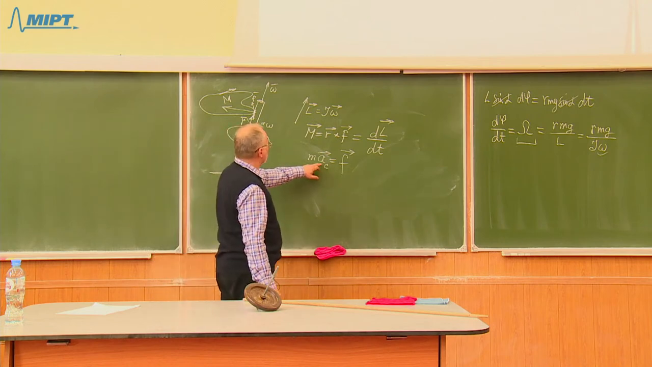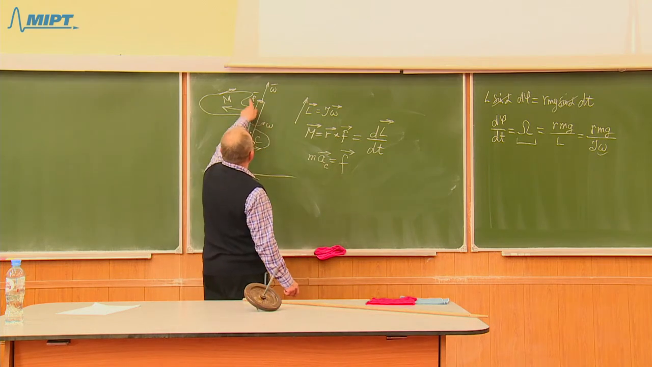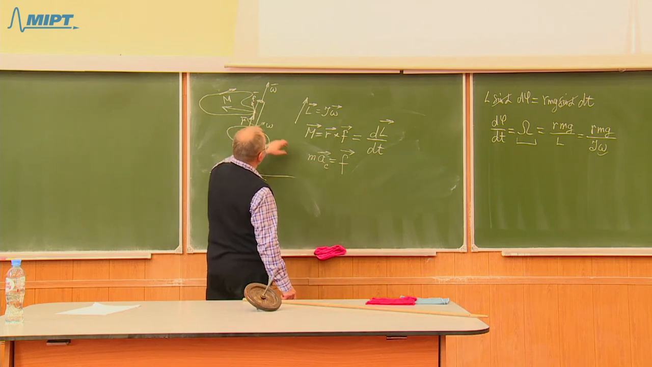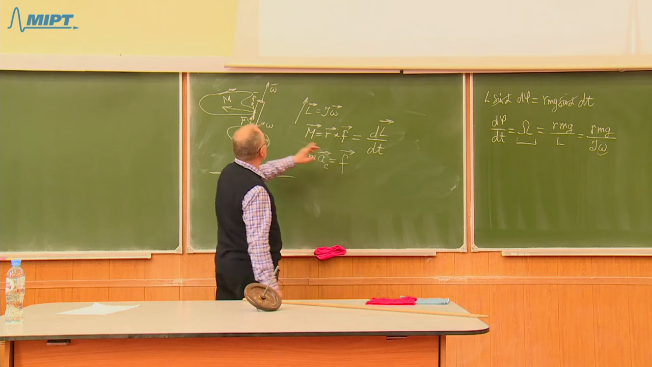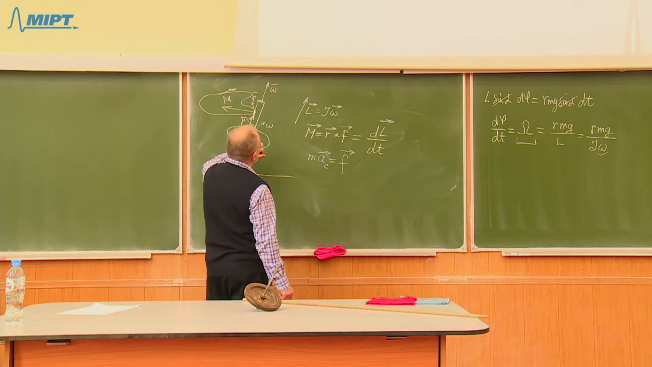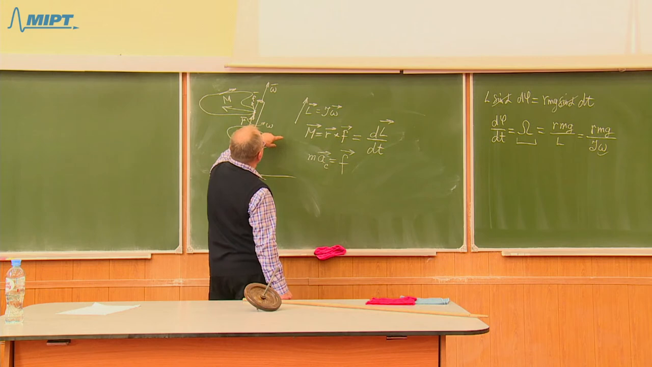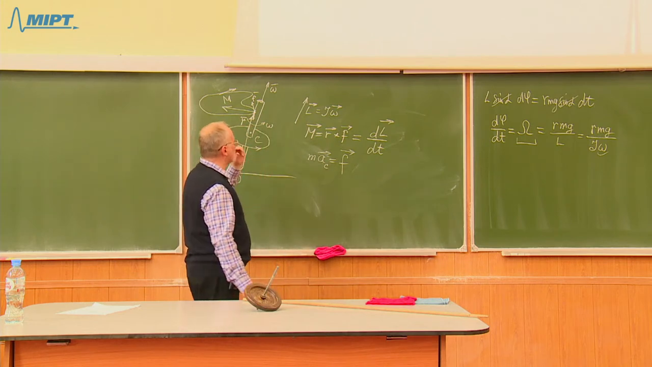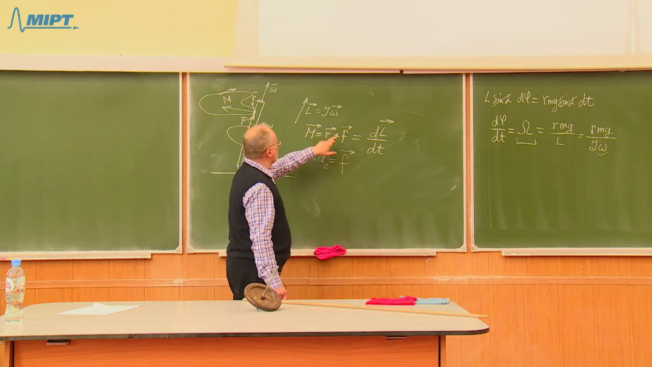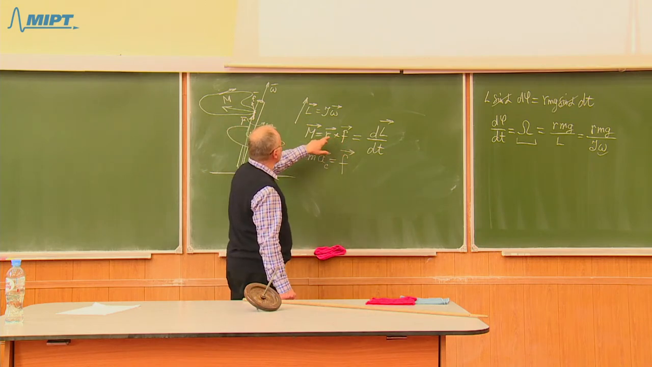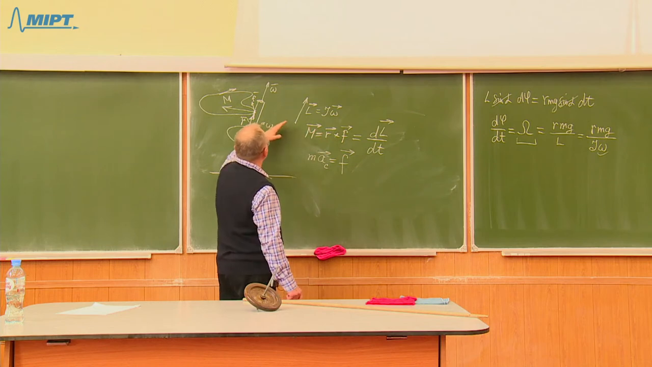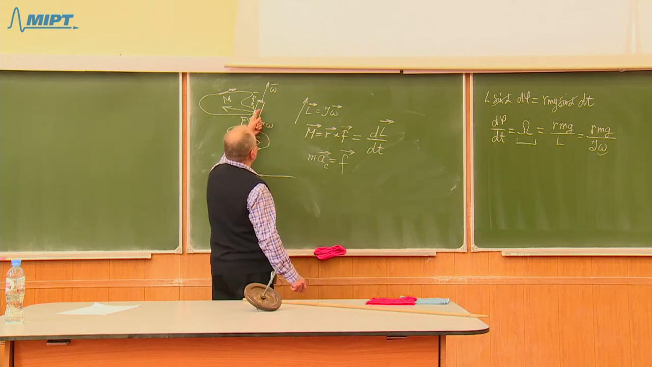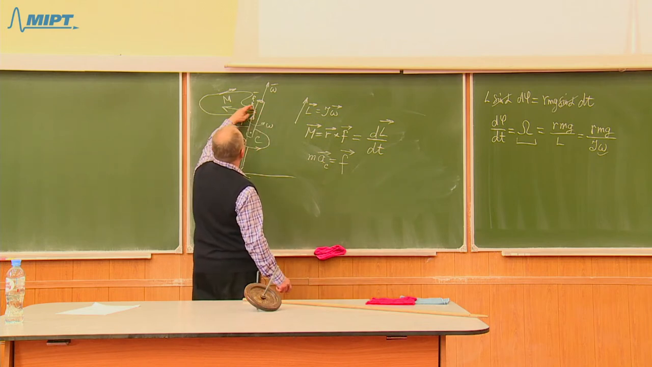And the force of friction pushes the gyroscope to move in the direction of the force of friction. So the force of friction is engaged in two different actions. First, the force of friction creates a torque which causes the gyroscope axis to be pressed against the curved surface.